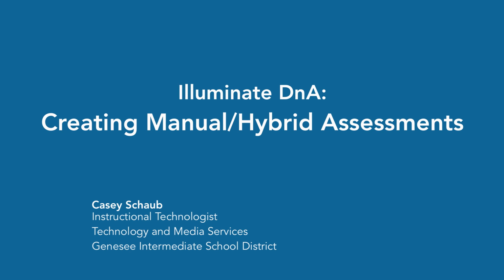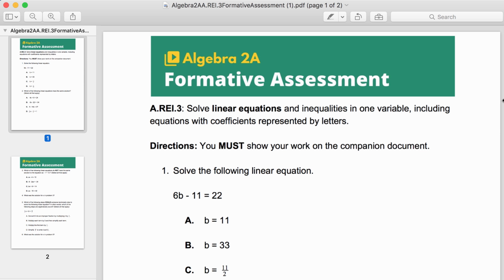This video is going to show you how to create a manual/hybrid assessment within Elluminate. So the first thing I want to show you here is that I have a digital copy of my assessment. This one is saved as a PDF, and I recommend that you save your assessment as a PDF as well, just so you make sure that all the formatting is going to be consistent.